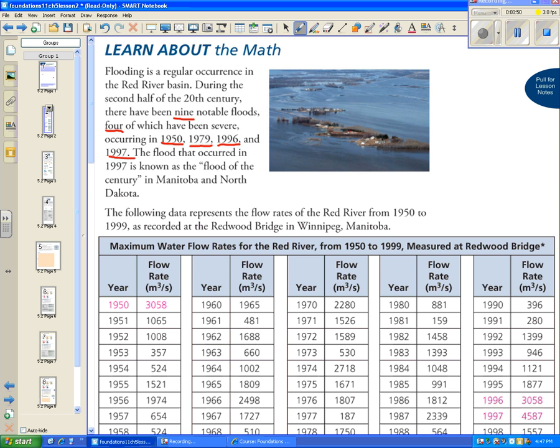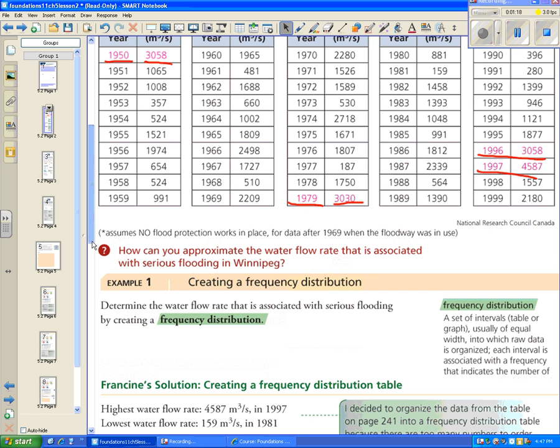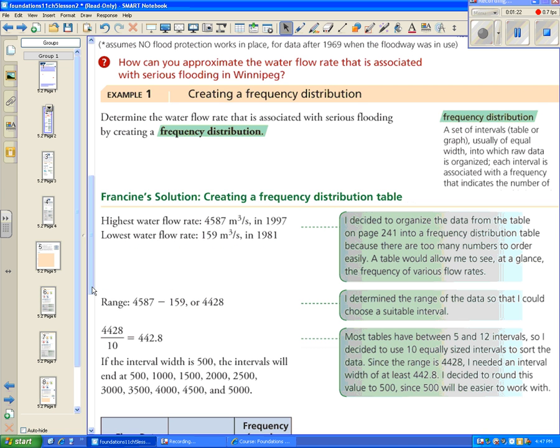The following data represents the flow rates of the Red River from 1950 to 1999, as recorded at the Redwood Bridge in Winnipeg, Manitoba. So here we have our data. We have the years the flood occurred and the flow rate. So here are my 4 floods. The question says, how can you approximate the water flow rate that is associated with serious flooding in Winnipeg? So we're going to be creating the different types of frequency distributions.